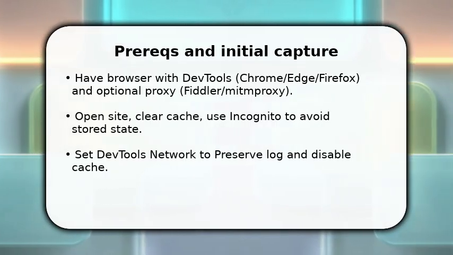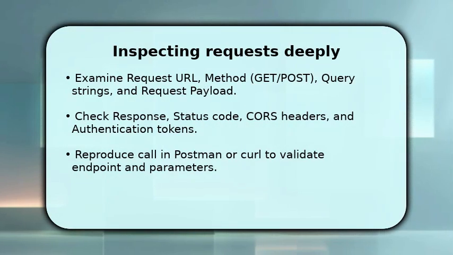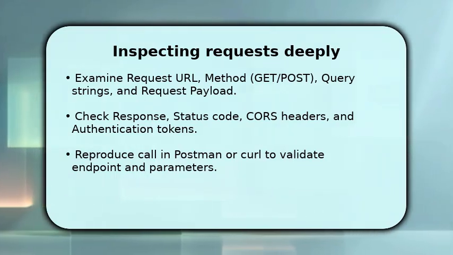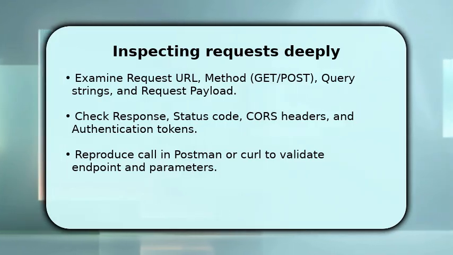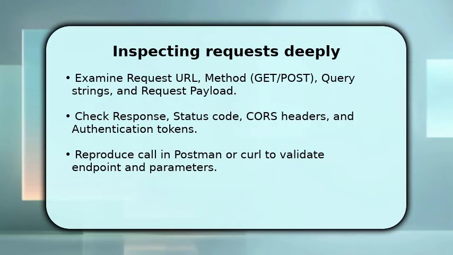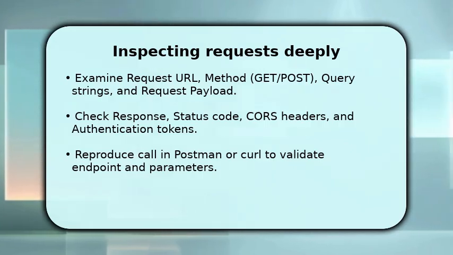Once you identify a promising request, open its details and read the request URL and method to know how the API expects calls. Check query strings and JSON payload for required fields. Examine authorization headers or cookies for authentication. Verify the response body and status code to confirm the endpoint returns data.